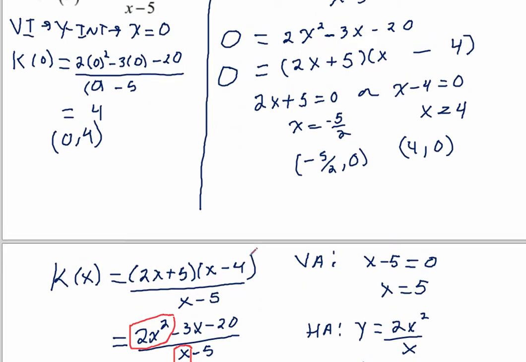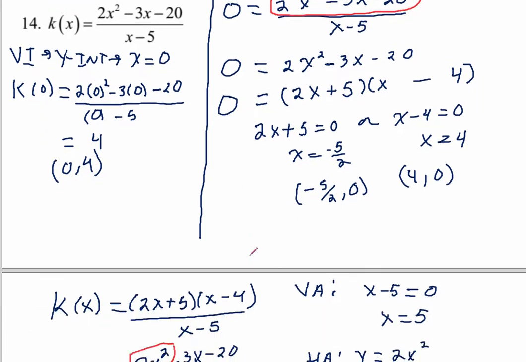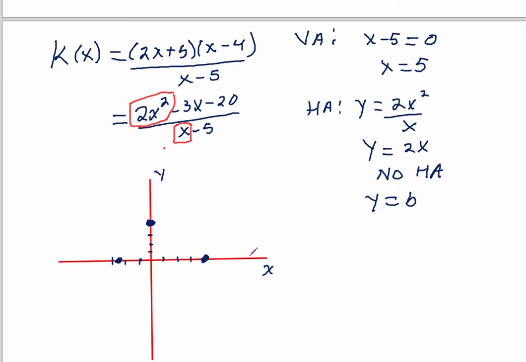So we know those are my intercepts. What about my asymptotes? Well, we know we have a vertical asymptote at x equals 5. So if we go 1, 2, 3, 4, 5, right here we have a vertical asymptote, and we know we have no horizontal asymptotes. All right, so how are we going to graph this thing?